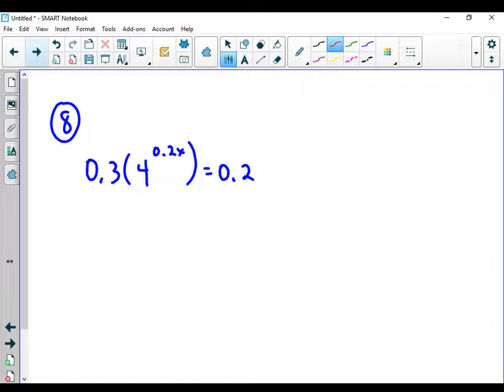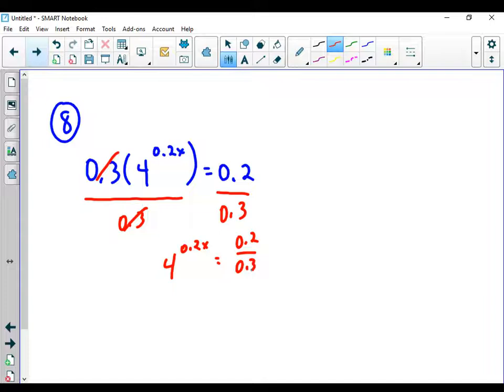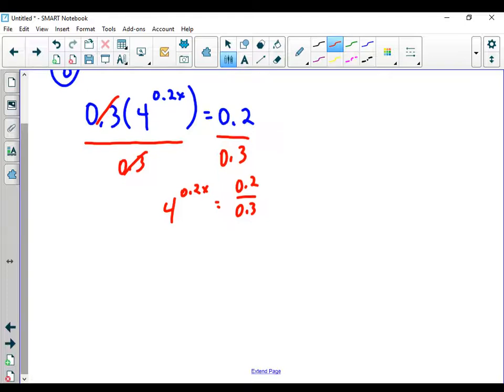All right, number 8. Now, number 8 was actually kind of nice because we didn't have x's on both sides. So I'm going to start out by trying to get that exponential part by itself. So I'm going to divide both sides by 3/10. Now I have this, 4 to the 0.2x is equal to whatever 0.2 divided by 0.3 is. All right, I need to get that x out of the exponent, so now I do the log of both sides and bring it down. So I have 0.2x times the log of 4. That's equal to the log of 0.2 over 0.3.